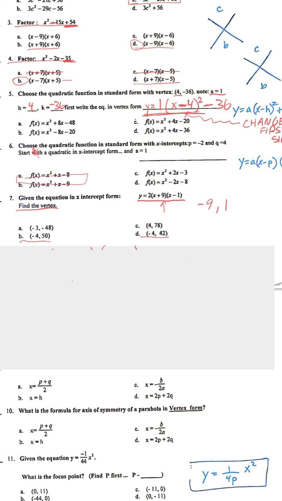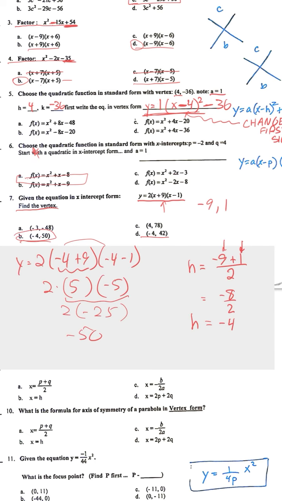Careful with those signs. Do we FOIL here? No. We would do that if we couldn't add these. But we can add them. That'll make it easier. -4 plus 9, 5. -4 minus 1, -5. -25. And -50. So there's a typo there. It should be -50.